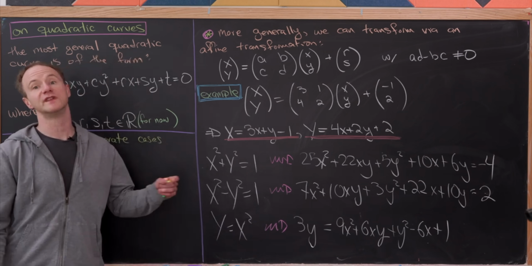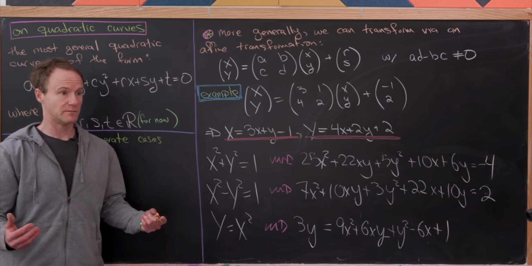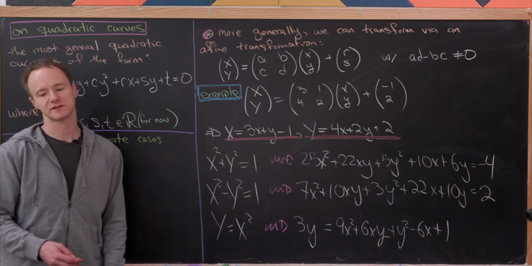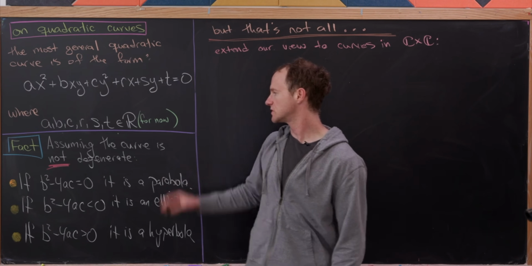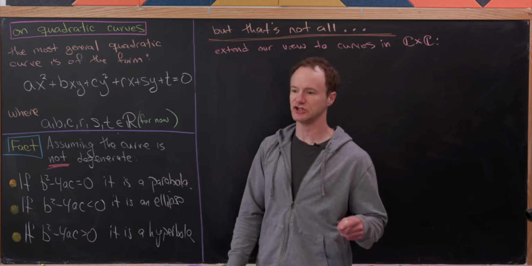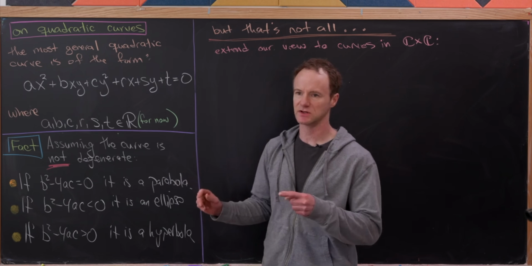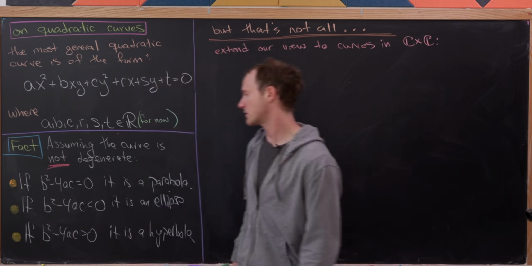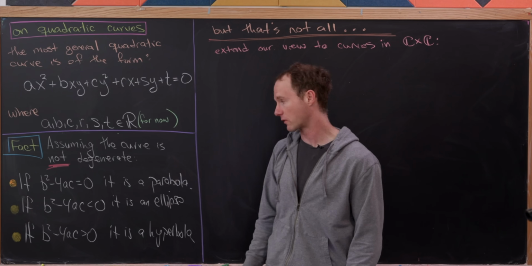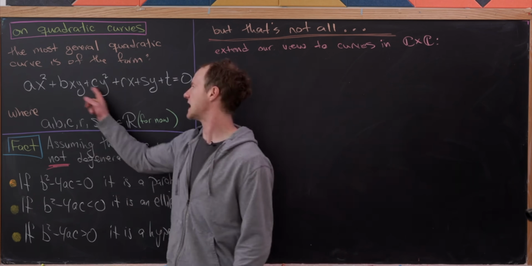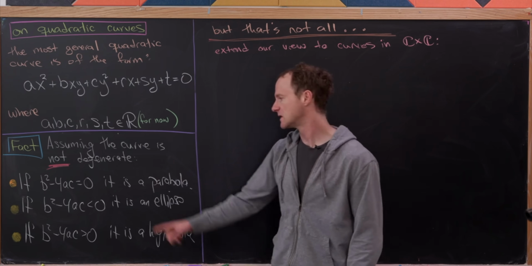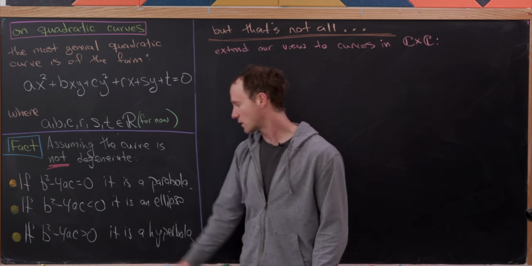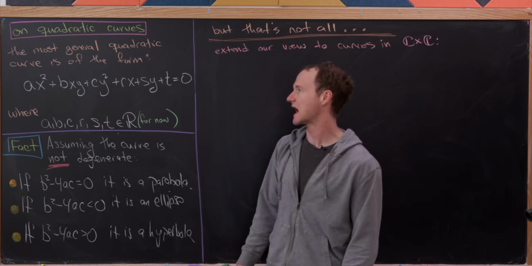And well, we won't go through the details of making a theorem and proving it, but I will present that result right now. So here's that result. Assuming that this curve up here is not degenerate, in other words, it doesn't collapse to a line or a collection of lines, then if b squared minus 4ac is 0, this thing is a parabola, where let's recall that b, a, and c were the coefficients of the quadratic terms. If b squared minus 4ac is less than 0, it's an ellipse. And if b squared minus 4ac is bigger than 0, it's a hyperbola.